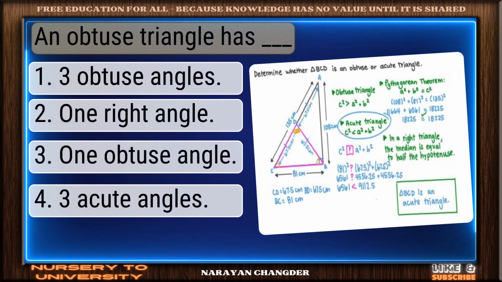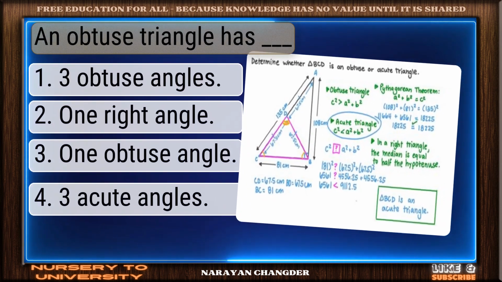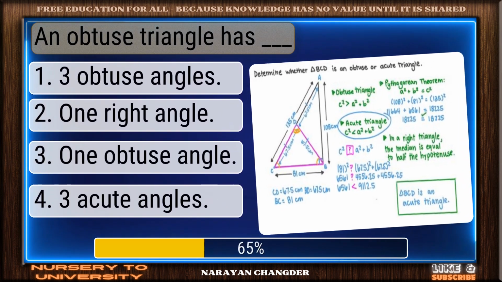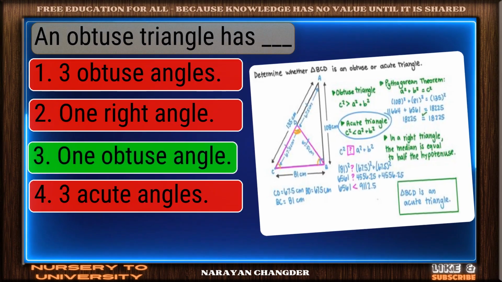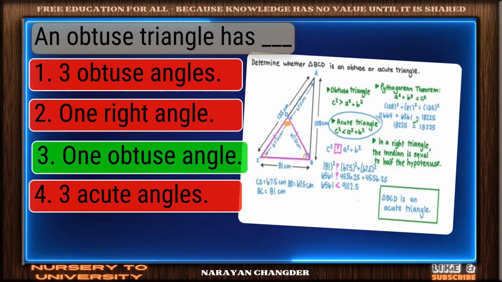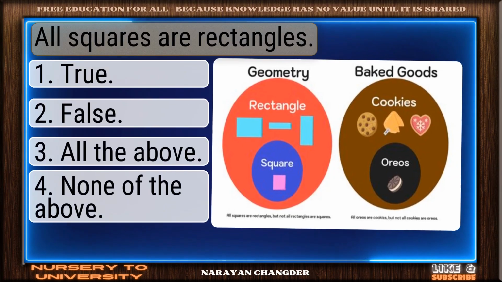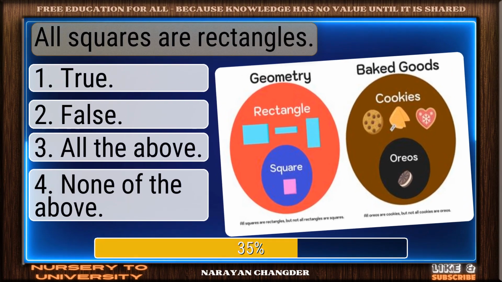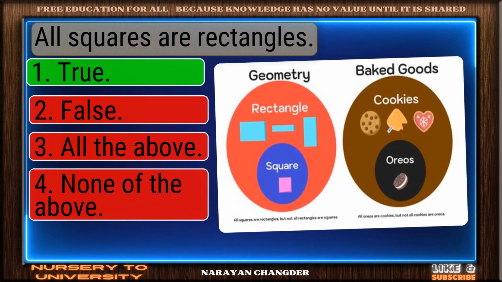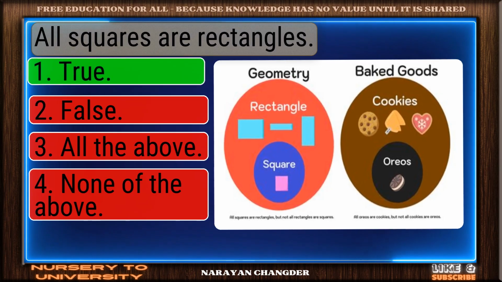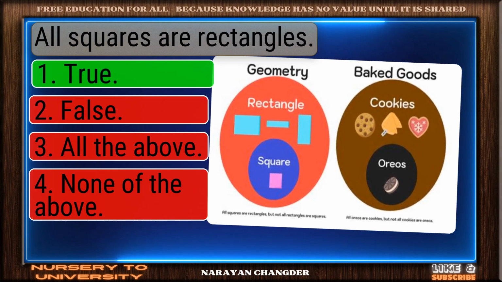Question number 277. An obtuse triangle has dash. Well picked. 1 obtuse angle is the correct answer. Question number 278. All squares are rectangles. Strong choice. True is the right answer.